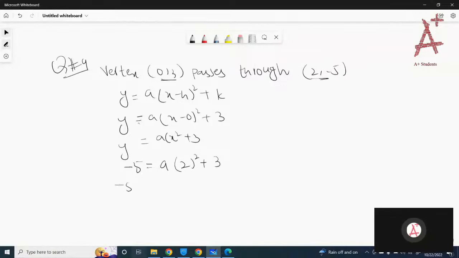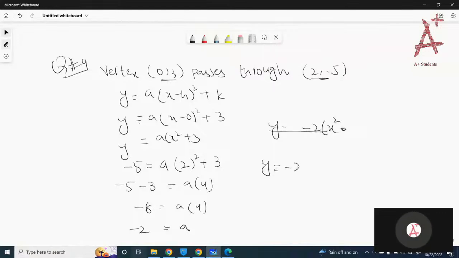So negative 5, and shift that 3 through the other side. Then 2 square is 4. Negative 8 equals a times 4. So a equals negative 2. Now the equation is y equals negative 2 x square plus 3. That would be the equation of the parabola. Got it?